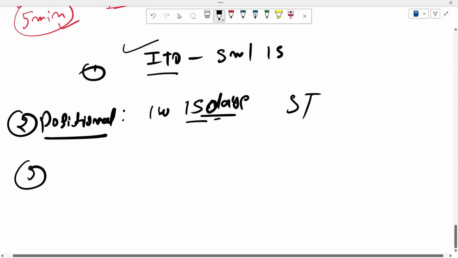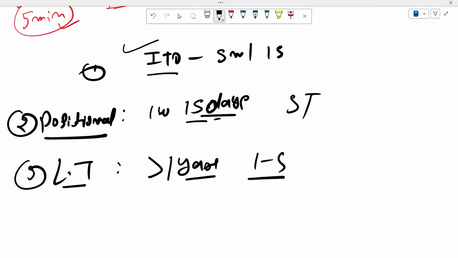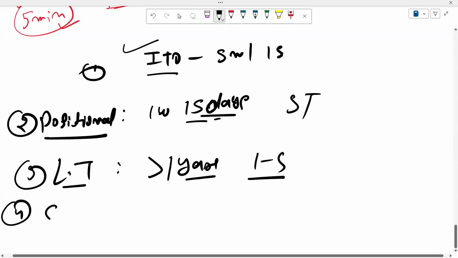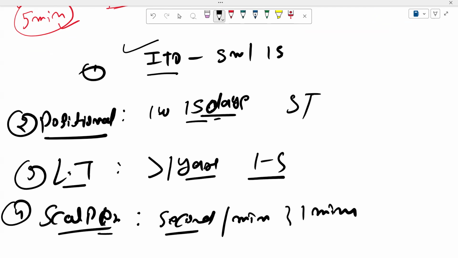And the third type of trader is a long term trader. They will hold a position more than 1 year, 1 to 5 years. So this is a long term analysis. And the fourth one is the scalper. Scalpers are very short term, so they will use the time frame in seconds or minutes. The best time frame for scalper is 1 minute. Types of trader I'm explaining to you: intraday trader, positional trader, long term, and scalper.